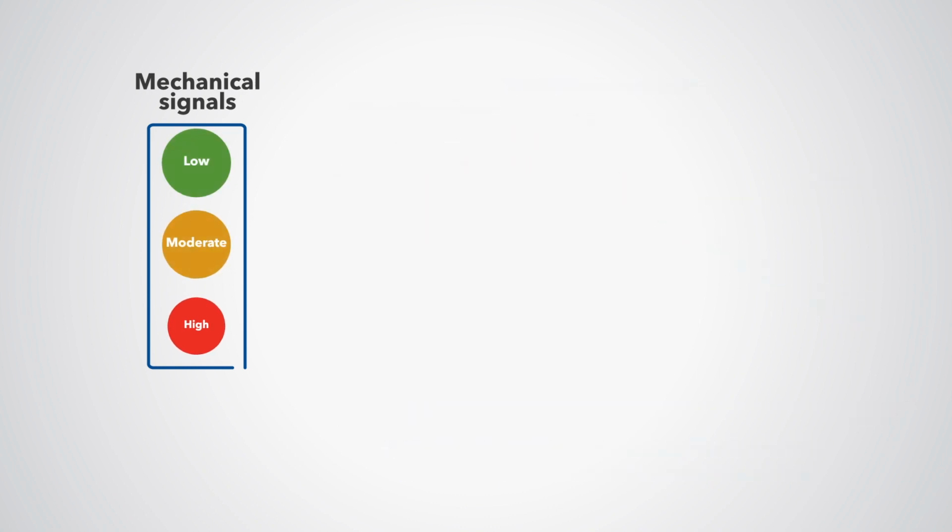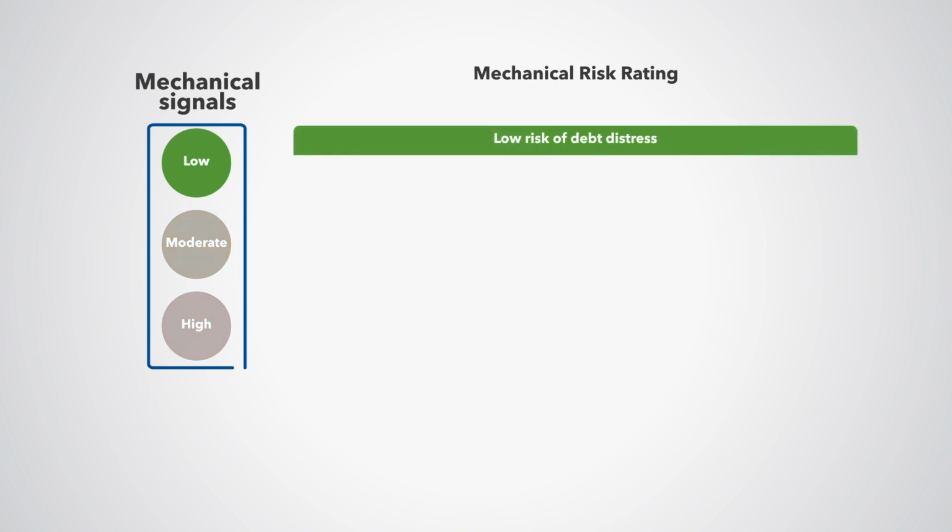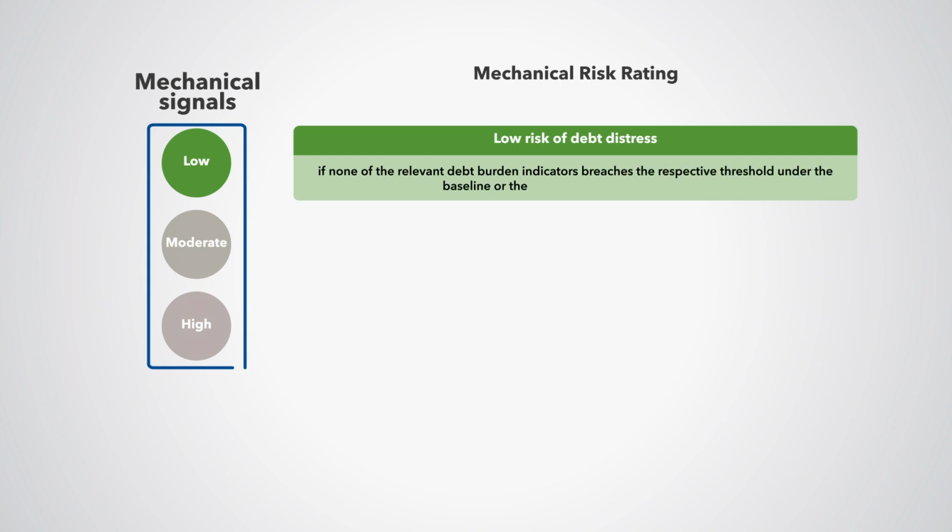Then, these signals from all relevant debt burden indicators are combined to produce the mechanical risk rating. There are 3 main categories for the risk of debt distress. First, low risk of debt distress if none of the relevant debt burden indicators breaches the respective threshold, neither in the baseline nor in the most extreme shock scenario.